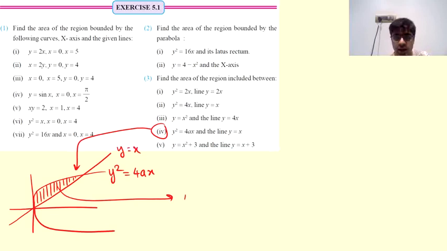The required area is going to be integration from 0. That's this point up to the x coordinate for the point of intersection. We can get that when we put y as x in the equation here. So x square equal to 4ax, cancel off that x, and the x coordinate for the point of intersection will be 4a. So integration from 0 to 4a, it's area under the parabola minus area under the line.